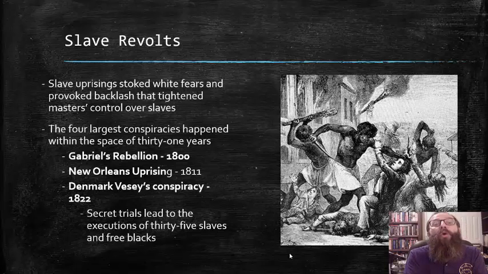The second was the New Orleans Uprising in 1811 that came very close to capturing the city of New Orleans itself. Then there was Denmark Vesey's conspiracy in 1822. Now, although this conspiracy didn't result in a revolt, as it was caught before the revolt had actually taken place, the conspiracy did lead to secret trials and the executions of 35 slaves and free blacks, including Mr. Denmark Vesey himself, which the conspiracy is named after.